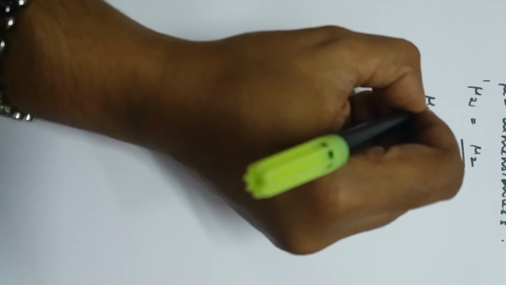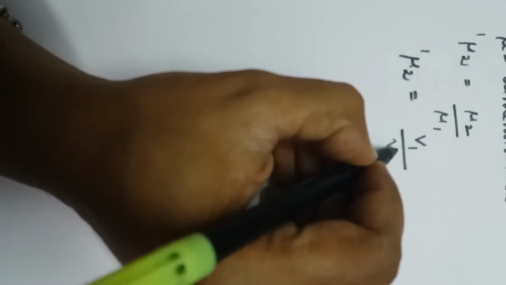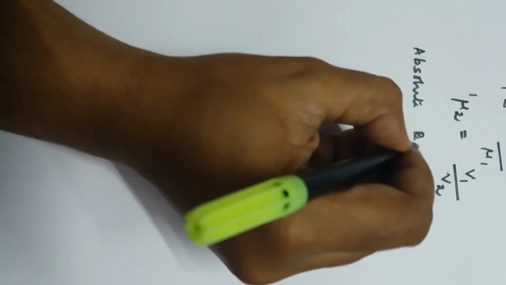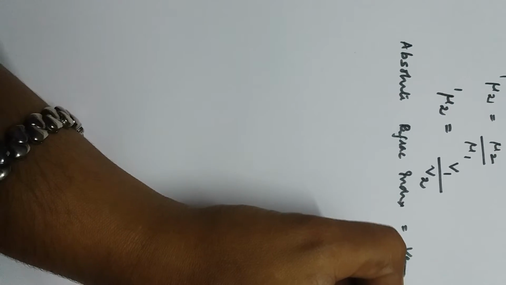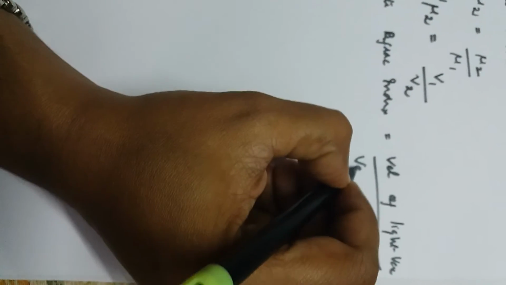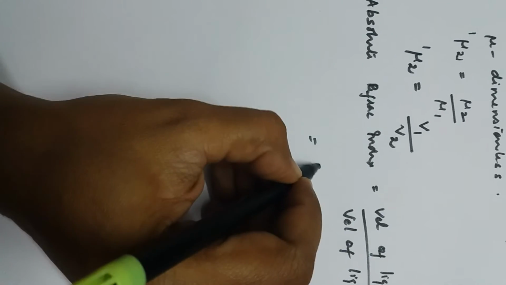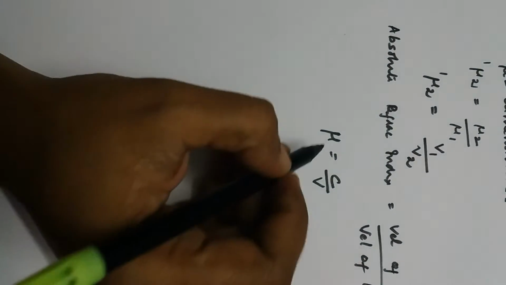You can also write the refractive index of the second medium with respect to the first medium in terms of velocities, which is velocity of the light in the first medium to the velocity of the light in the second medium. Now here I would like to define absolute refractive index, which is nothing but the ratio of velocity of light in vacuum to velocity of light in medium, which can be written as C by V. Absolute refractive index is generally represented by mu. Otherwise, if it's a pair, you can write it as mu21.